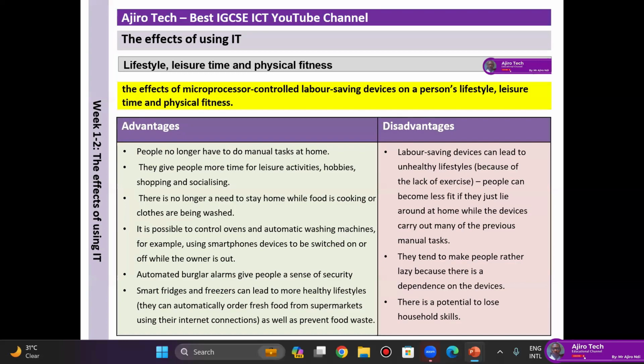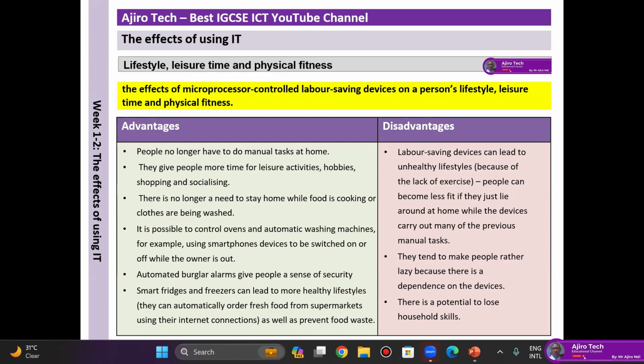Yes, because there is a lack of exercise. Instead of going to the grocery stores to get these items, what is happening? You're probably at home just ordering those items, and there is not much exercise because of that dependence. Talking about dependence, it can also make you lazy. It can make you rather lazy because there is that dependence on these devices.